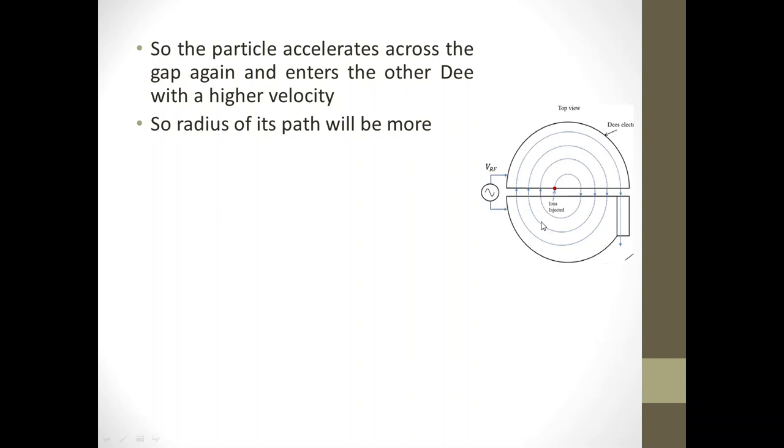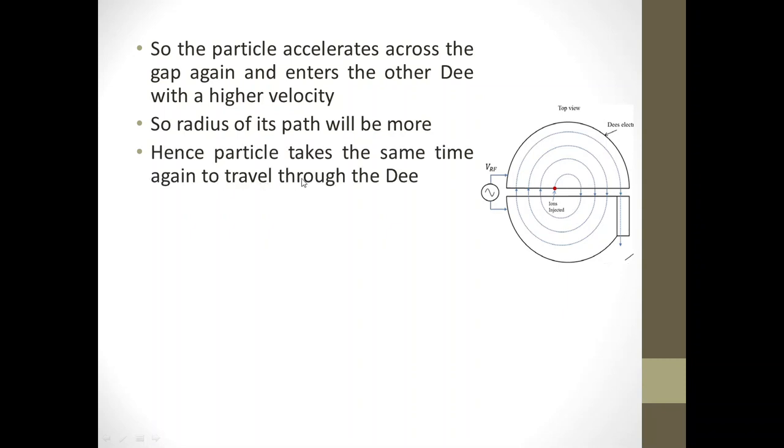So the radius of the path will be more, hence the particle takes the same time again to travel through the D. For this path, radius is less and velocity is less. For this path, radius is more and velocity also is more. So it takes the same time to travel through the semicircular path in this D. Again when it reaches here, the polarity changes, and again the particle accelerates across this gap. So that is the synchronization condition.